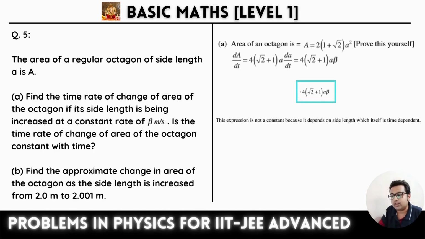And da by dt is given, where small a is the side, because it is given that the side is changing per second with beta unit. So small da by dt you can substitute with beta. So you get the answer. See, one step answer: 4 times (root 2 plus 1) a beta.